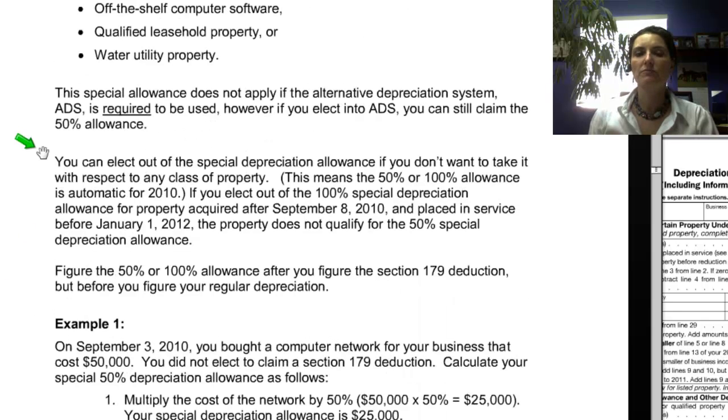You can elect out of the special depreciation allowance if you don't want to take it with respect to any class of property. This means the 50 or 100% allowance is automatic for 2010. If you elect out of the 100% depreciation allowance for property acquired after September 8, 2010 and placed in service before January 1, 2012, the property does not qualify for the 50% special depreciation allowance. Figure the 50% or 100% allowance after you figure the Section 179 deduction, but before you figure your regular depreciation.